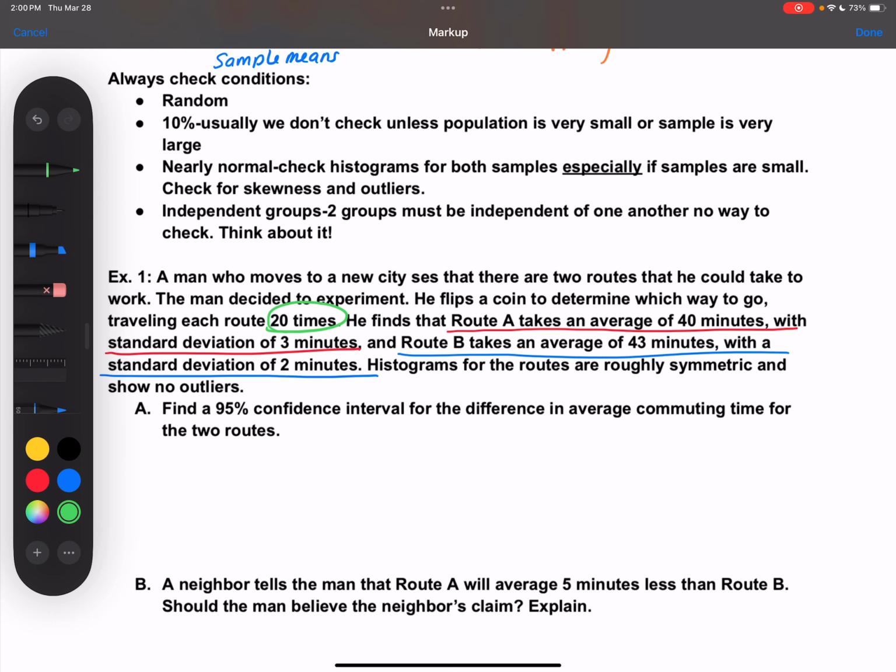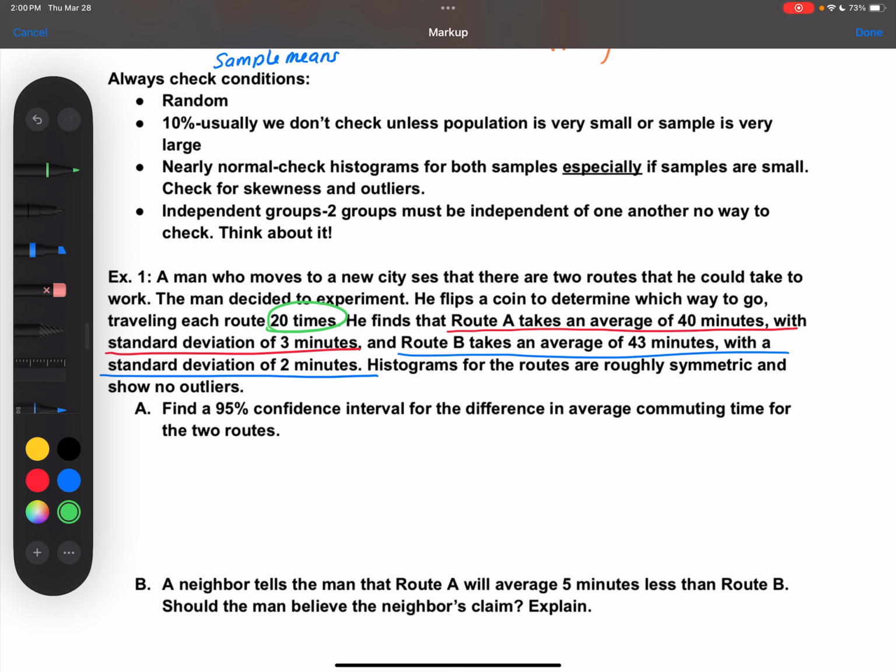Now, are these groups independent? Are the routes independent? Yeah, each route. I don't think they affect each other. More than likely not. Obviously, they could have a slight overlap at some point, but they don't say that, so we're not going to read too much into it. We're going to assume that Route A and Route B are totally different when we're doing this. So we want to find a 95% confidence interval for the difference in the average commuting time of the two commutes.